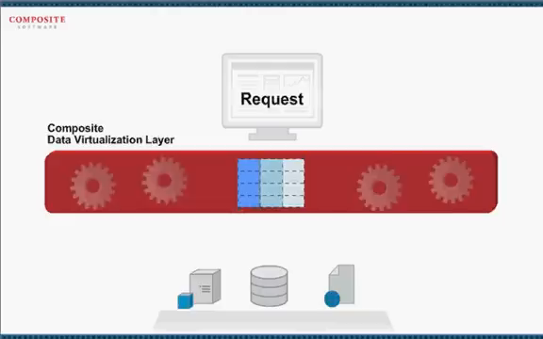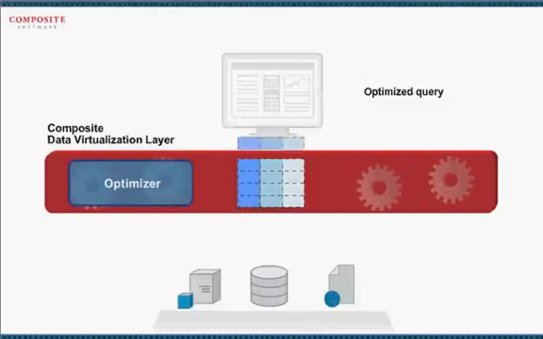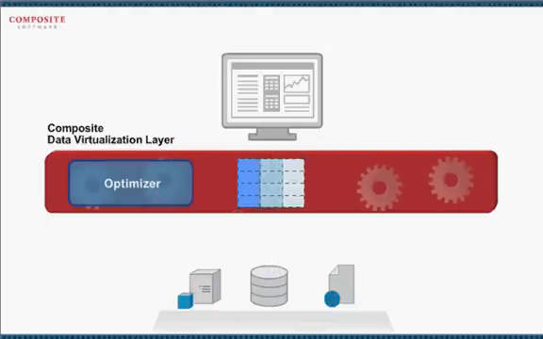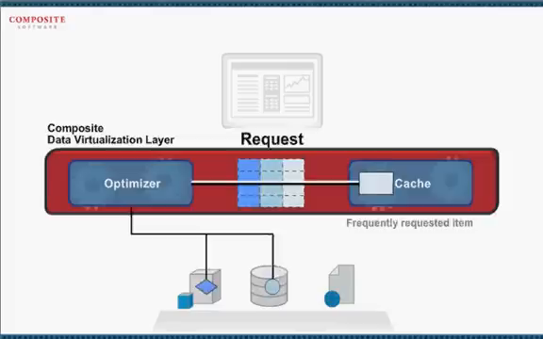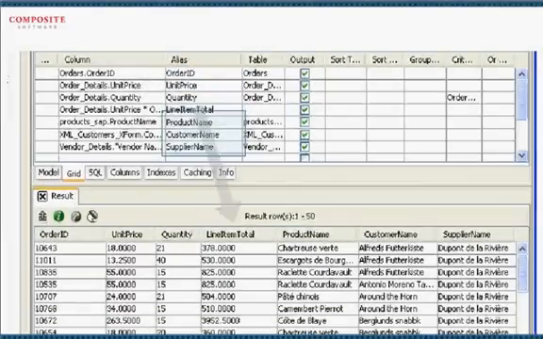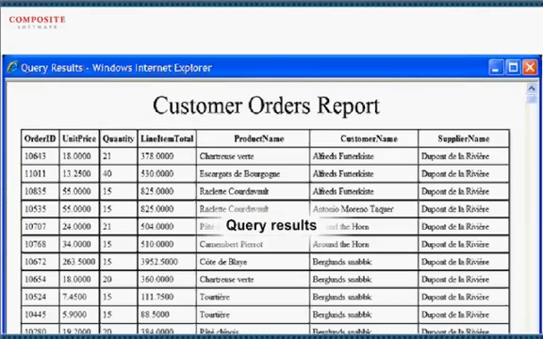At runtime, Composite's unique algorithms automatically optimize your queries, so you get up-to-the-minute information fast. Performance gets an added boost from many caching and other tuning options. This is how you build rich views from siloed data that looks like a single database to your applications.